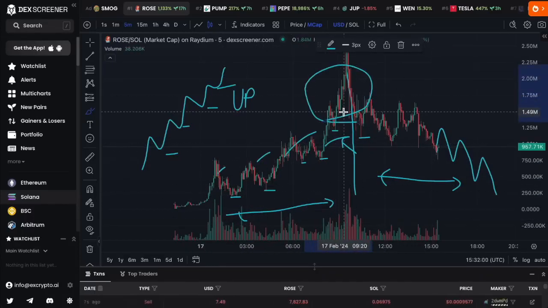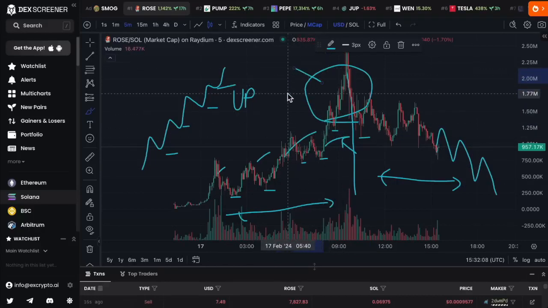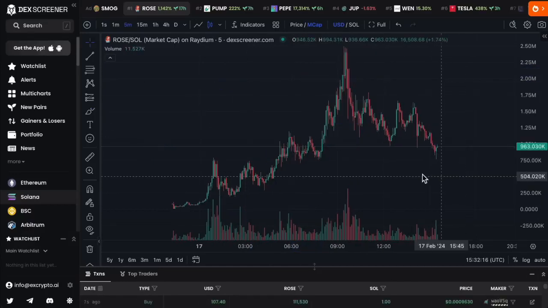So the trend is your friend. If it's going up, then even if you make crappy trades and you get in at the wrong times, you can still sell out for profit. So make sure you're trading in an uptrend if you're brand new. Let's go over to the second bit of advice I would give you.